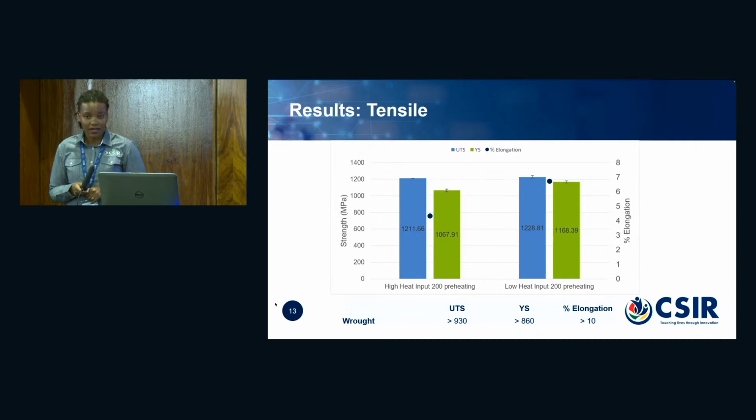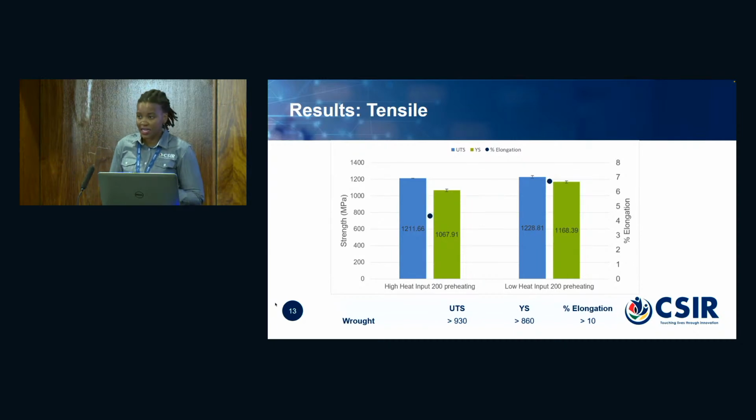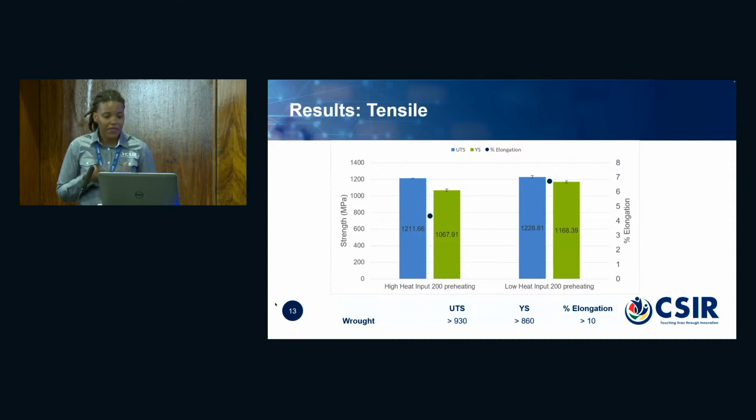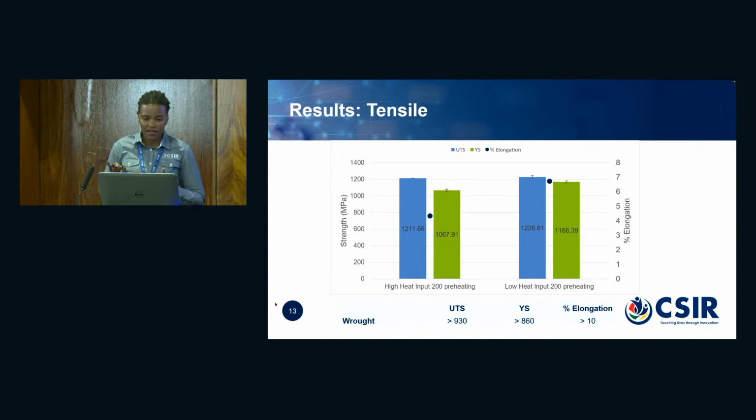Getting to the tensile results, we're looking at the ultimate tensile strength, which is the blue, the yield strength, which is the green, and the dark blue is the percentage elongation. When we compared the outputs of the two machines, we found that their ultimate tensile strength was more or less the same, in the range of about 1,200 MPa. Their yield strengths were also quite similar, 1,000 to 1,100 MPa. Their elongations, though, did differ, not by much, but they were different.